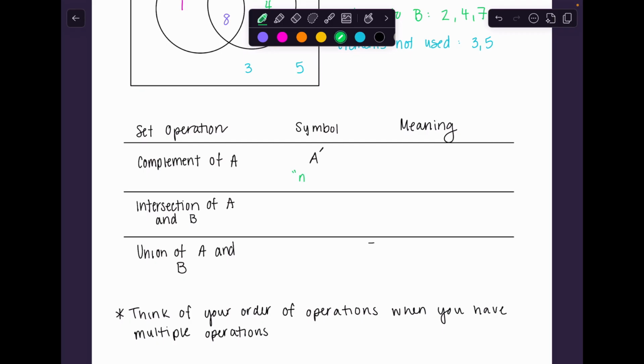This you can think of as the phrase "not in." If you think of complementary colors, they're opposites on the color wheel: blue and orange, red and green, purple and yellow are complementary colors. So they're opposites. That's exactly the same kind of thing here. It's the opposite of what's in A. So the formal meaning is the set of elements in U that are not in A.